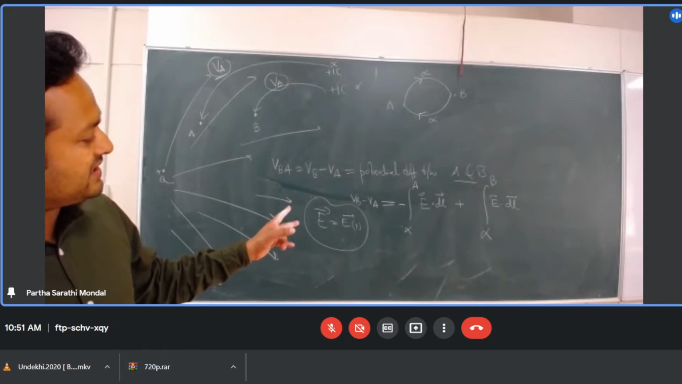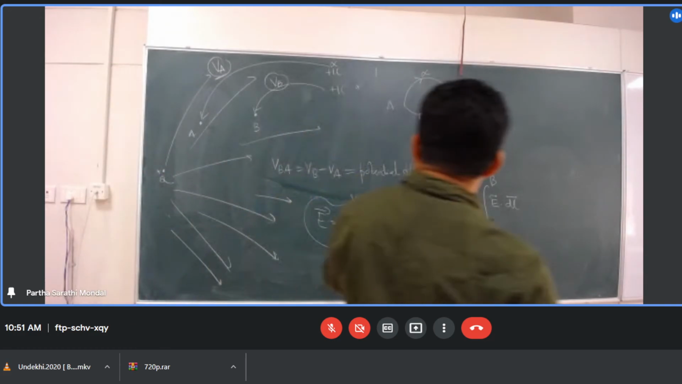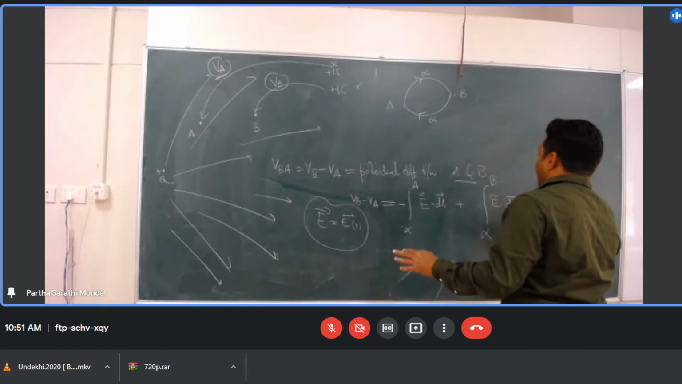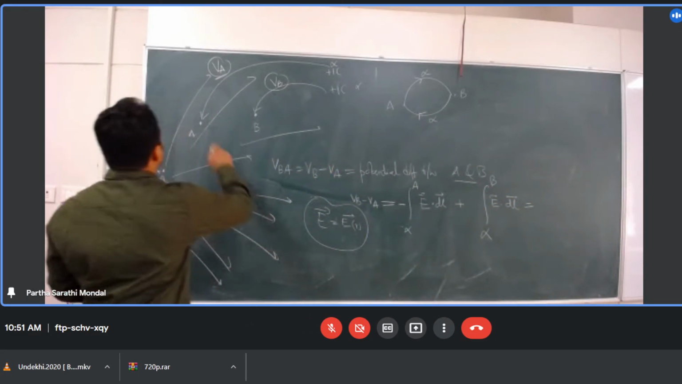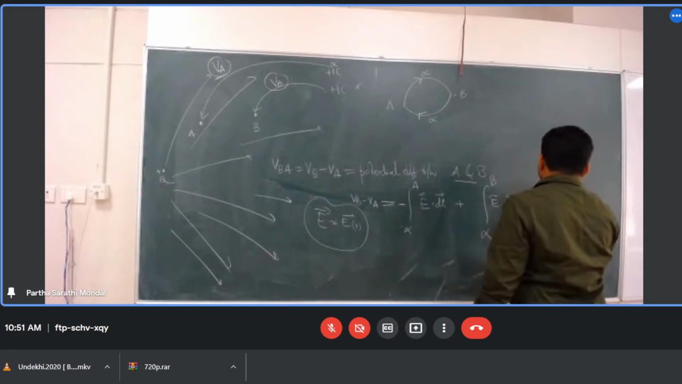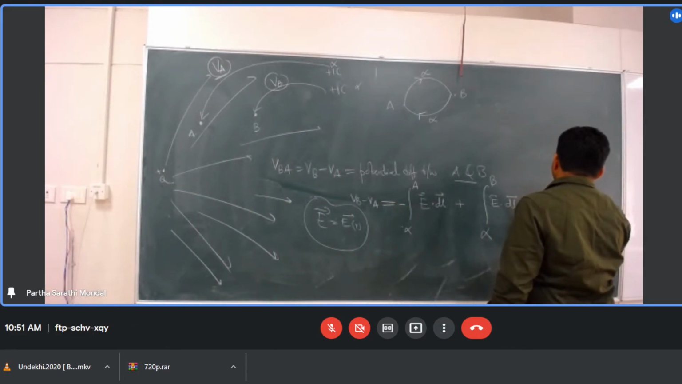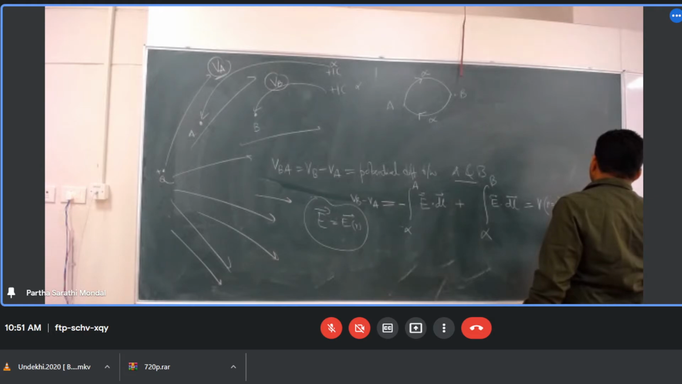So this is what we know, actually, for the potential difference between 2 points. That means VA minus VB. Actually, we know that potential is only a function of the coordinate, so if I say VB is equal to R equal to B and VA is nothing but R equal to A.